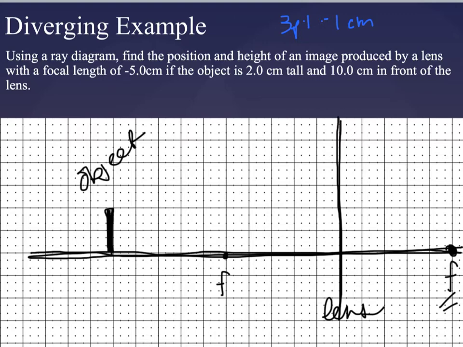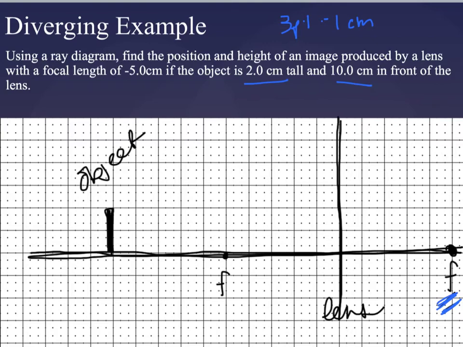Because this is a diverging lens this time, my image is going to end up being on the same side as my object, so I didn't need as much space to do it. And again here, our focal point that matters is on this side. This is our key focal point because it's negative f, but like I said, diverging is a little more complicated. So we have a 2 centimeter tall image that's 10 centimeters in front of the lens.